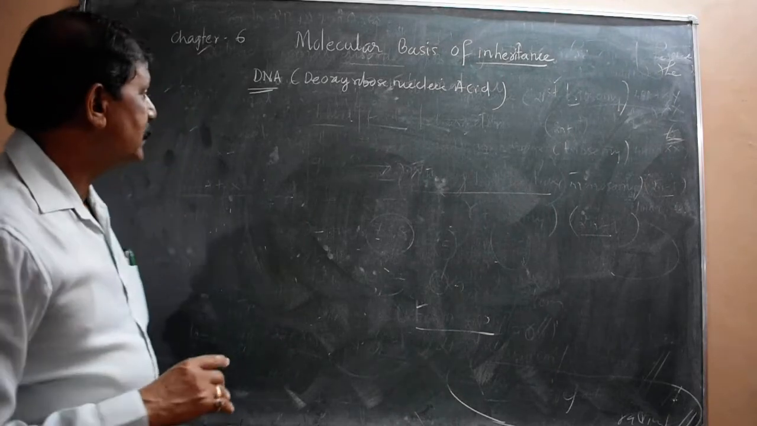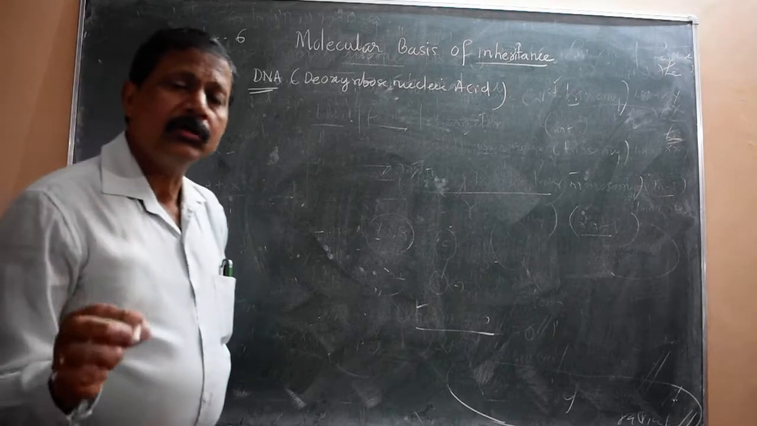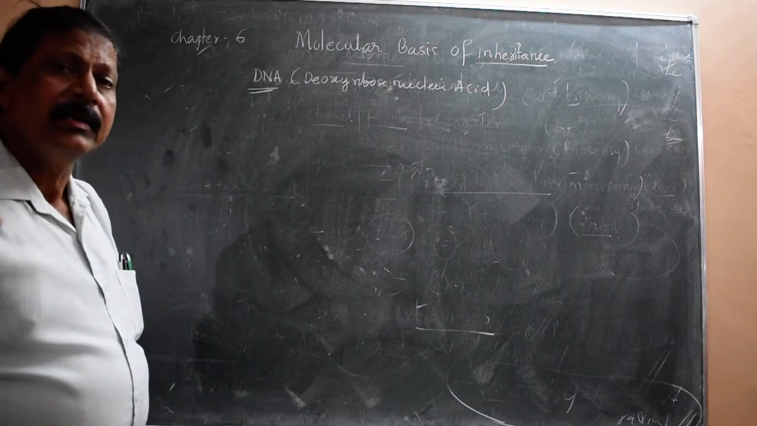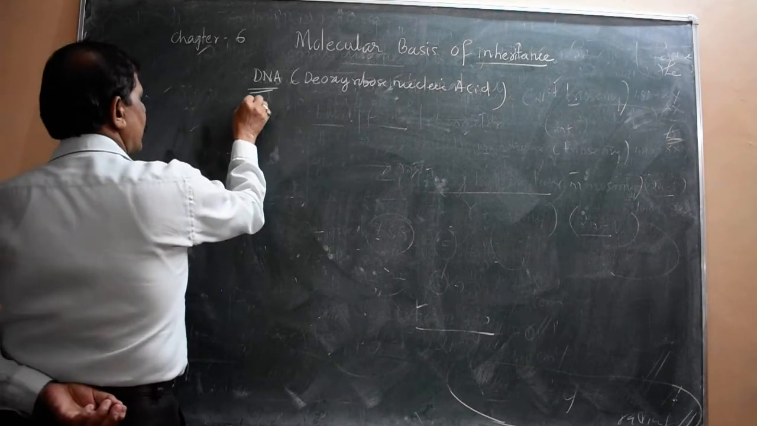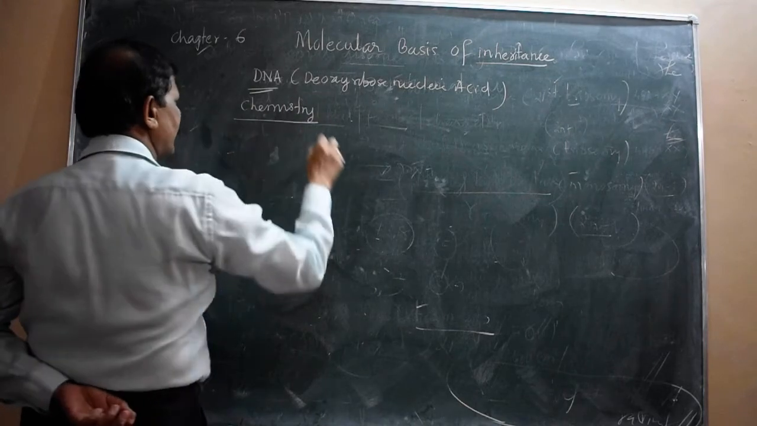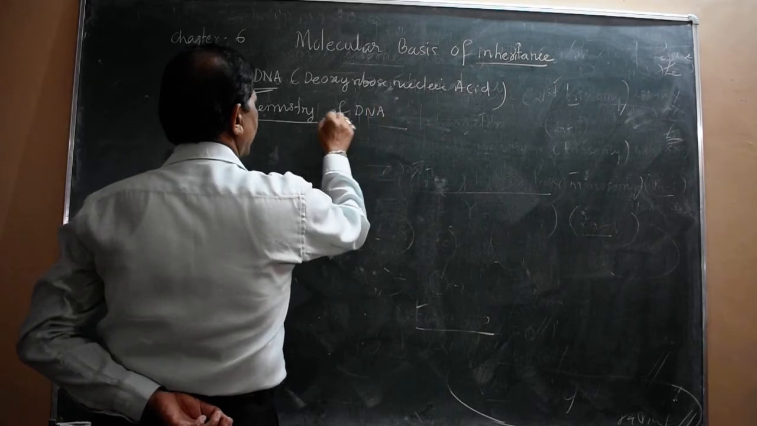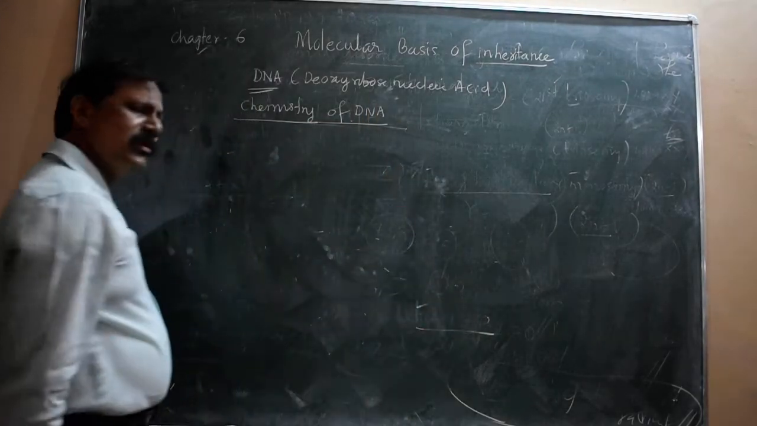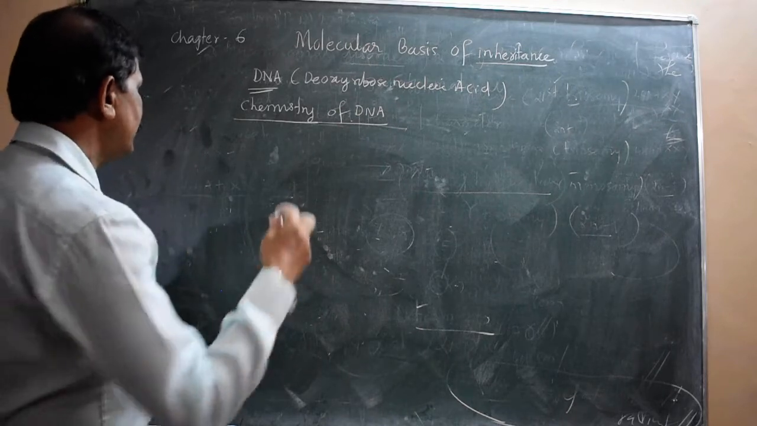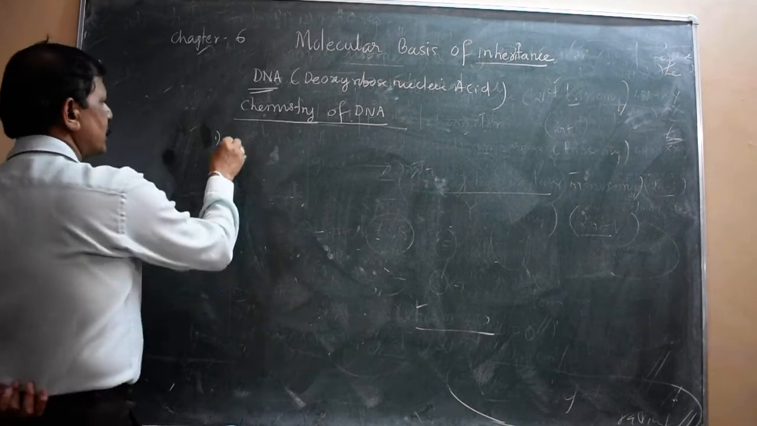Now first the DNA, deoxyribonucleic acid. Deoxyribonucleic acid here contains three main important chemical components. First we will go to the chemistry of DNA, which you already studied. Chemistry of DNA means chemical composition of DNA. What is contained in DNA, you already studied in the first year science. Even then, once again we will revise. DNA contains three main components.